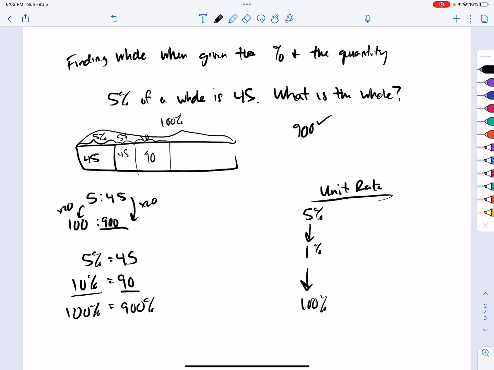So if we rewind over here to this unit rate side, if we know that 5% is 45, to figure out what 1% is, I'm going to need to divide 45 by 5. And that 45 divided by 5 is 9. And then 1 times 100 is 100. So 9 times 100 is 900. So again, we've arrived at that same destination, but it all works out in that same way. We just keep on digging through using those proportional relationships.